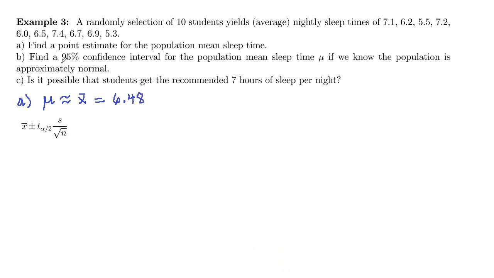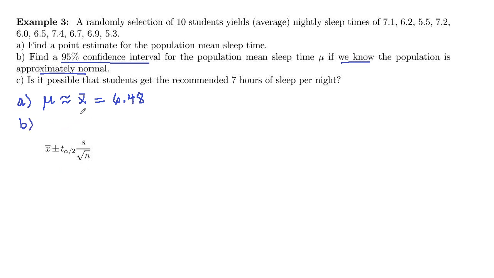Part B, find a 95% confidence interval, if we know that the population is approximately normal. So that's just going to allow us to satisfy the conditions for confidence interval. So here's our formula for confidence interval. And let's write down what we know here.